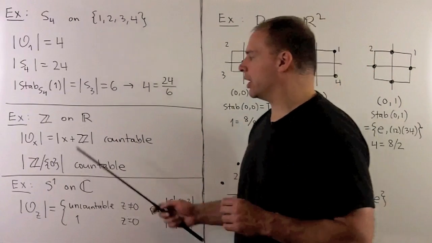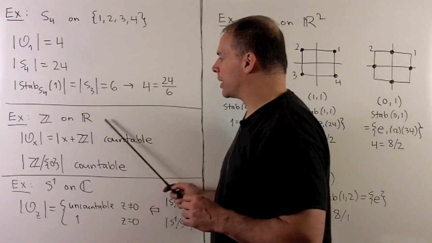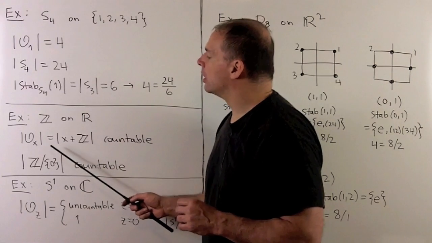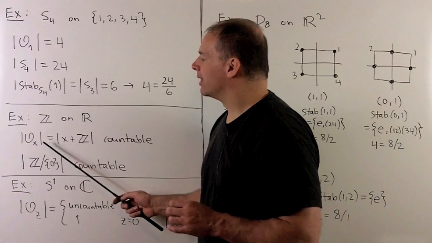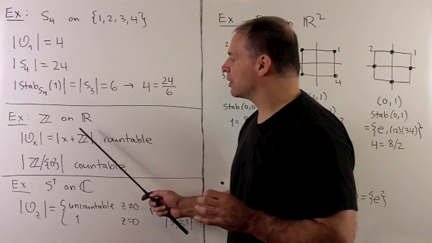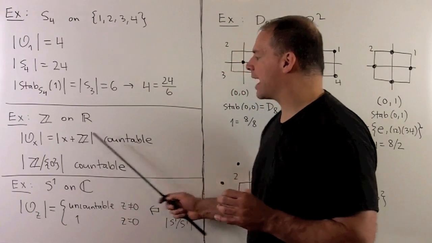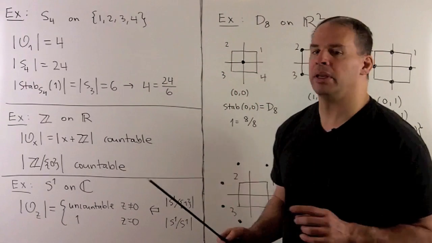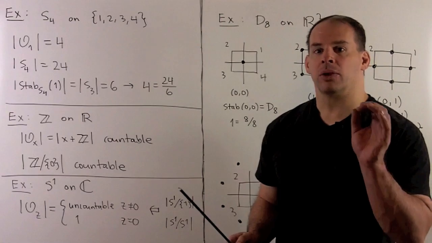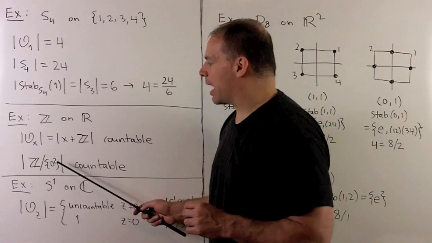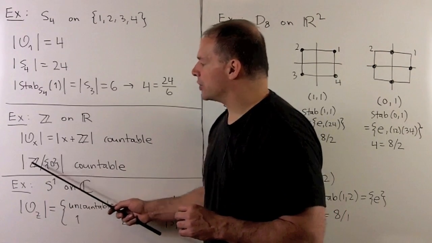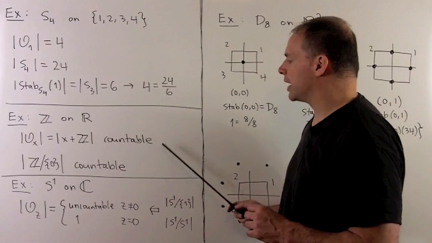If we consider the integers acting on the reals by translation, I fix a real number x, then its orbit is just going to be x plus the integers. So this is a countable set. If we take the coset space, Z mod 0, this is also going to be countable. So that checks out.